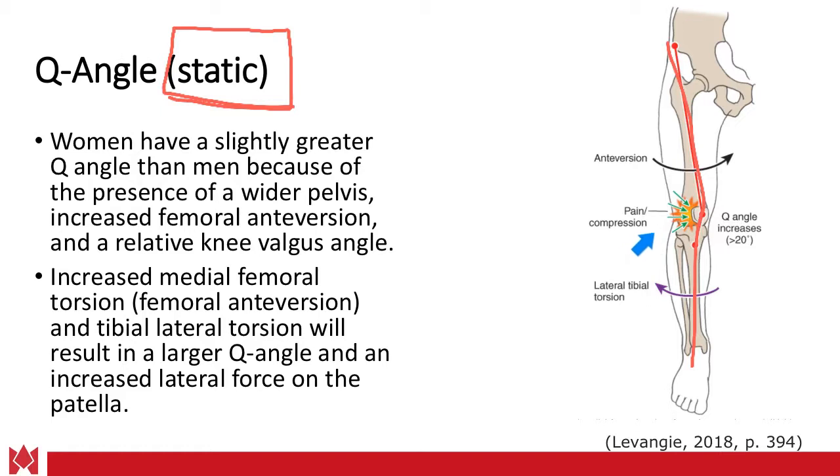Other things can happen with that, especially over time. And this is clearly showing some tibial torsion as it relates to that as well. So a lot of things can happen with an increased Q angle.